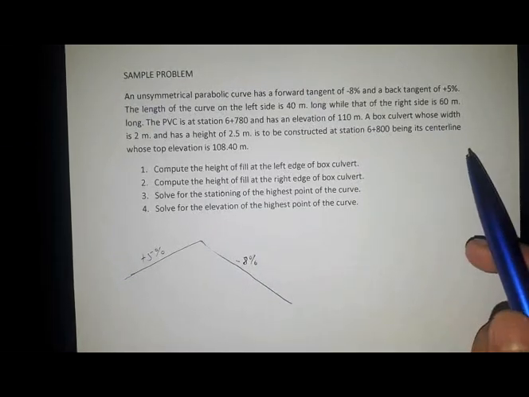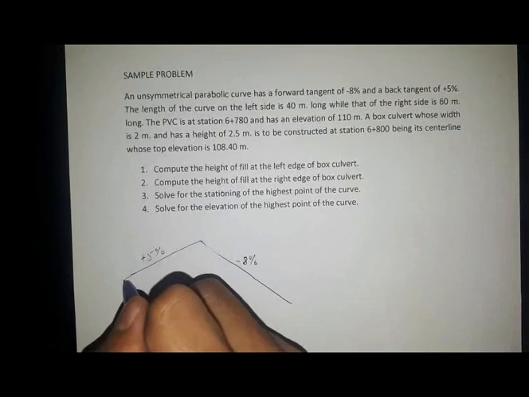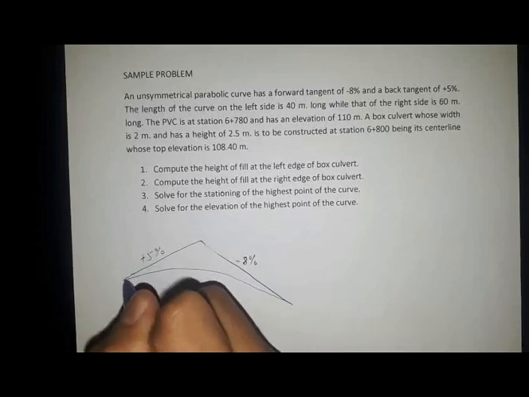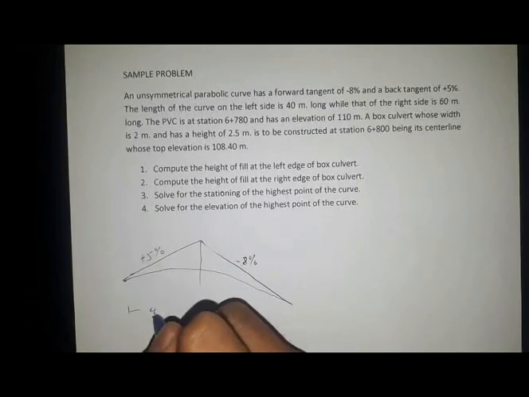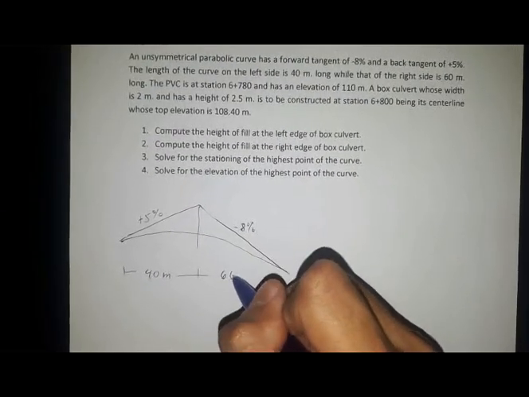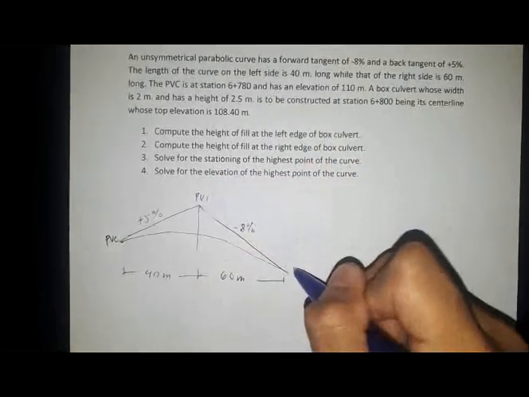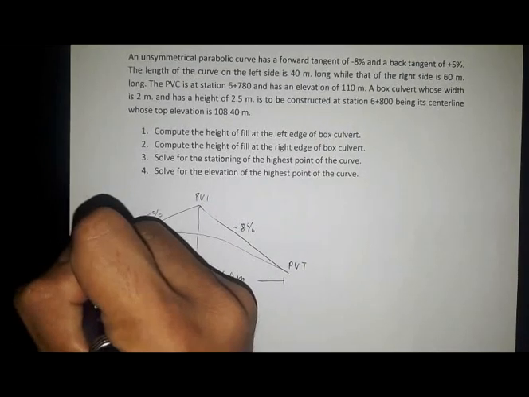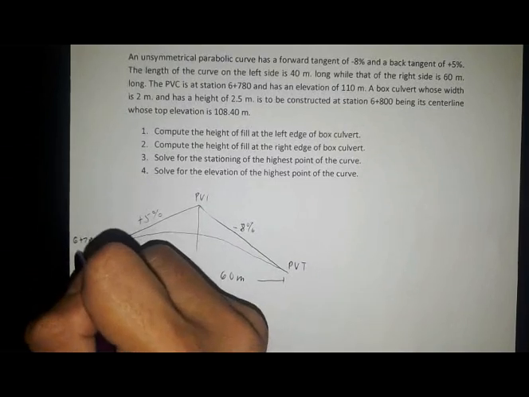Now, the length of the curve on the left side is 40 meters long, while that of the right side is 60 meters. So, this is the curve. So, the length of the left side is 40 meters, while that of the right side is 60 meters. So these are PVC, PVI, and PVT. PVC is at station 6 plus 780. So we have PVC at station 6 plus 780 and an elevation of 110 meters.